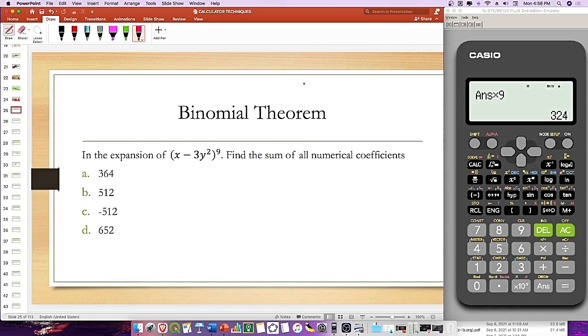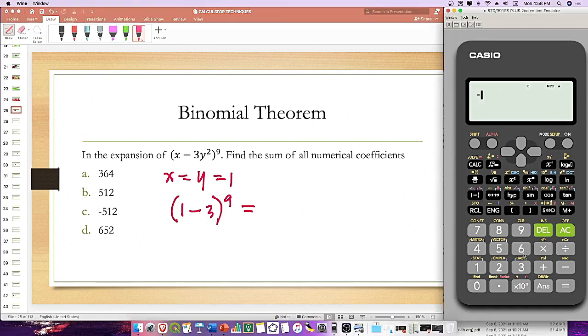Okay, but this time, now we are going to find the sum of all numerical coefficients. So we have done this before. Since we will be using x and y here, what we will do is substitute the value of x and y to 1, and then expand it. So we have 1 minus 3, since 1 squared is just 1, raised to the power of 9. So that's it. That's the sum of all numerical coefficients. So we can have 1 minus 3 raised to the power of 9.